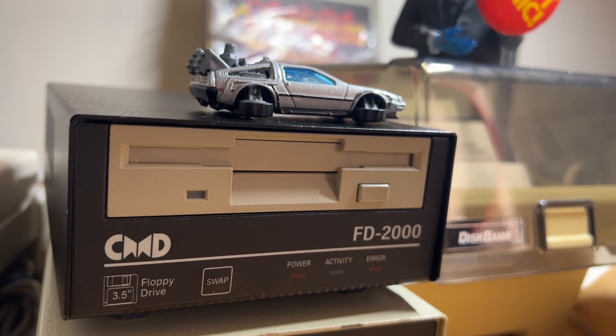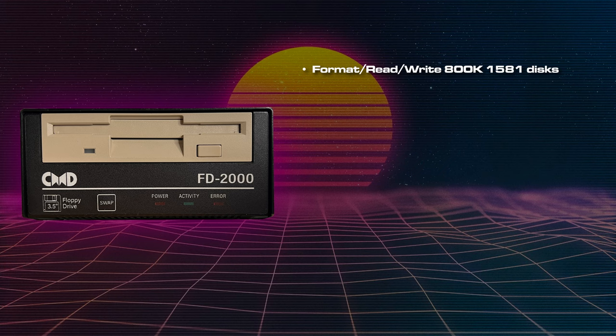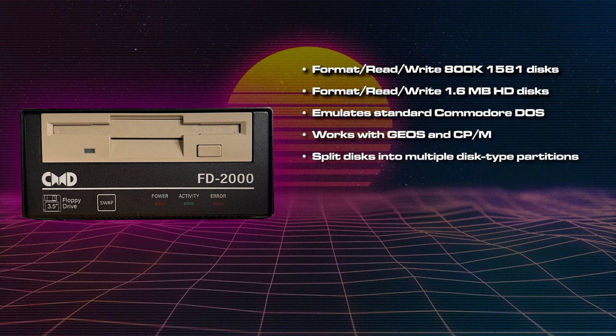The FD2000 packs a lot of features into a pretty small package. It can format, read, and write 800K 1581 disks. It can also format, read, and write 1.6 megabyte high-density disks. It can emulate the standard Commodore DOS, work with GEOS and CPM, logically split disks into multiple 1541, 71, and/or 81 partitions, logically organize partitions into subdirectories. It can include an optional real-time clock chip, which allows date stamping of files, and I have this upgrade.